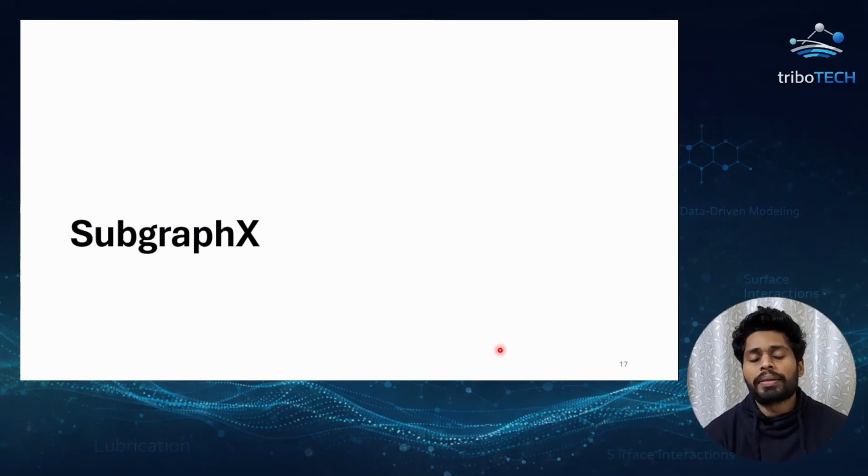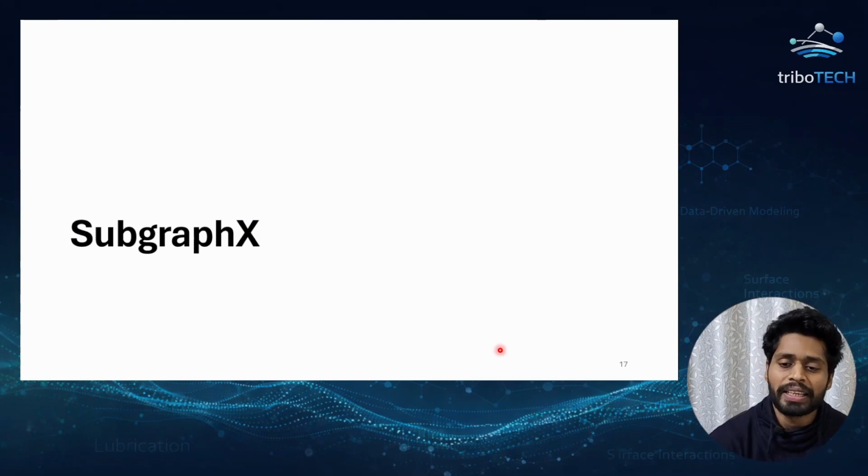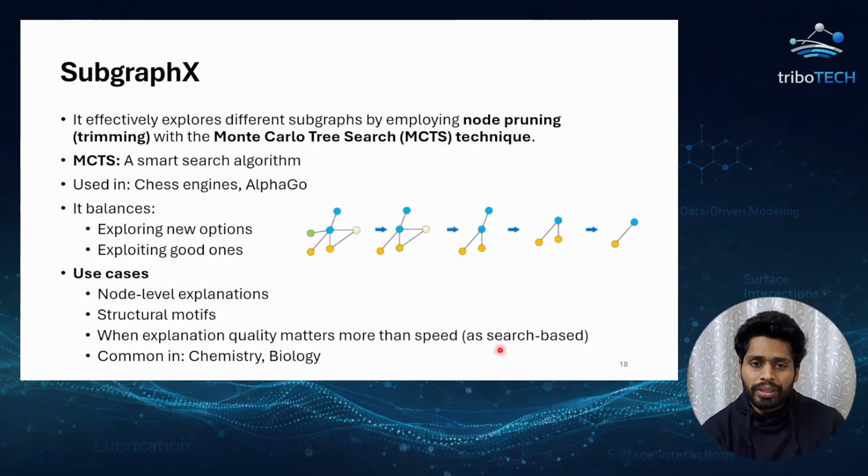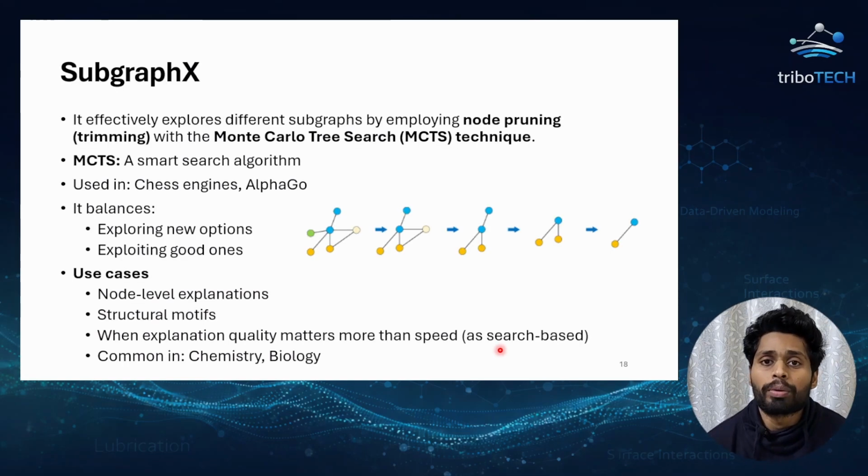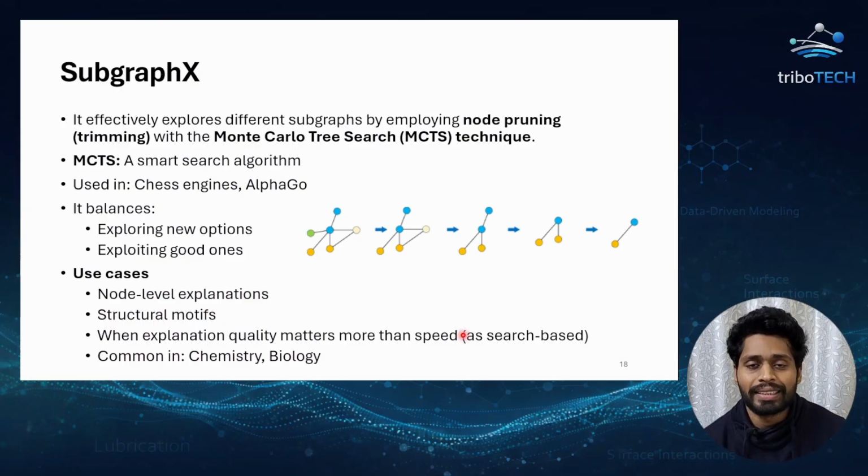Another perturbation-based explainer tool is SubgraphX. Now this tool uses a different approach. The objective is to identify important subgraphs within the graph, but it uses a search-based approach and a technique called Monte Carlo tree search to search for the nodes and trim the nodes away to basically arrive at the important subgraphs. So this is a different approach which we have not seen so far in the other explainer tools.